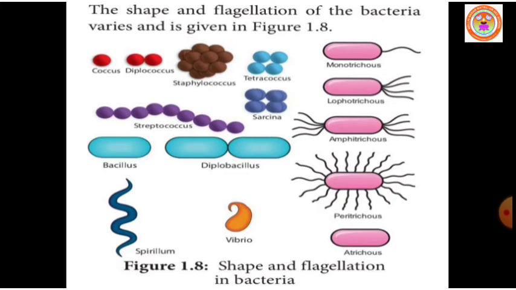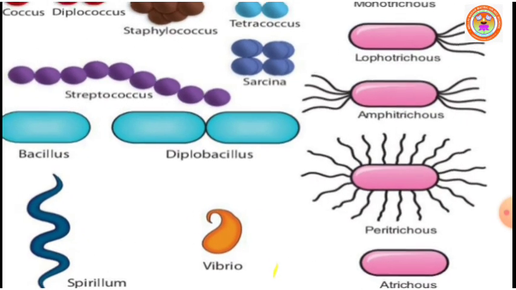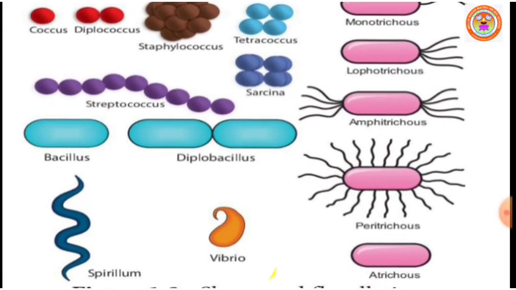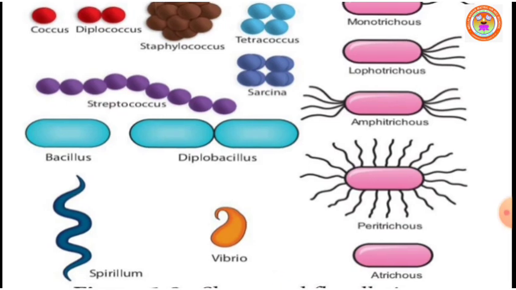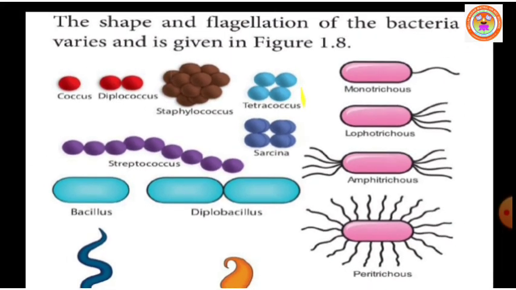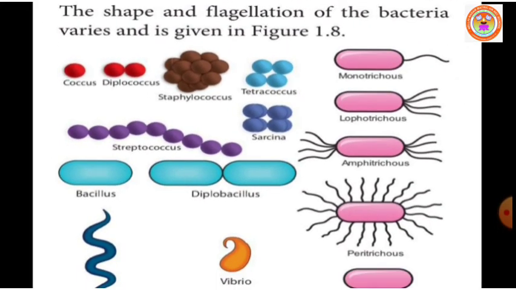The next is spirillum. This group of bacteria has a body like a corkscrew, a coiled structure. They have flagella also. The next is vibrio. Vibrio is a group of bacteria containing flagella at one end. Vibrio bacteria look comma-shaped, so we call them comma-shaped bacteria. These are the four basic types of bacteria we classify based on shape.